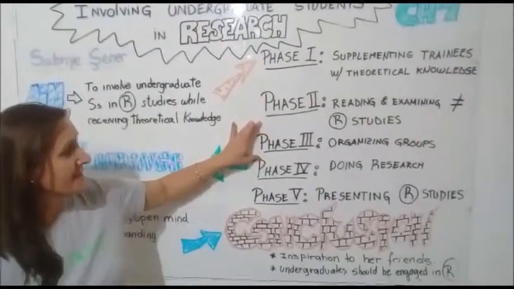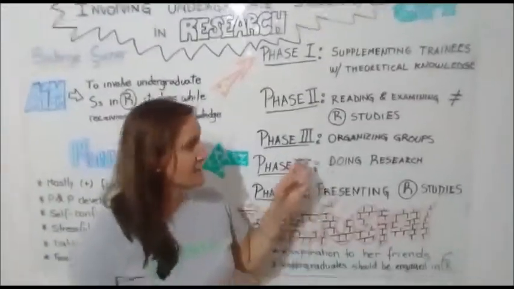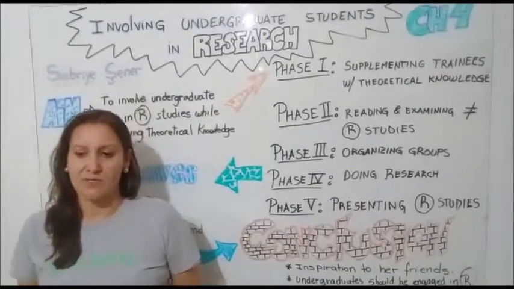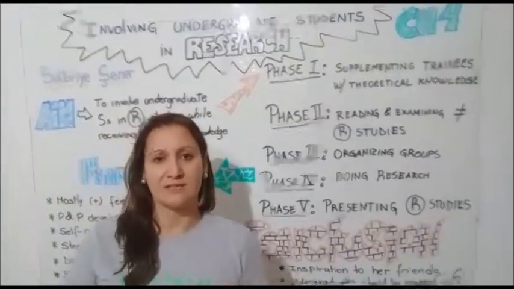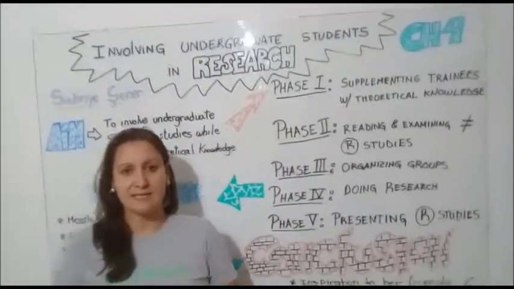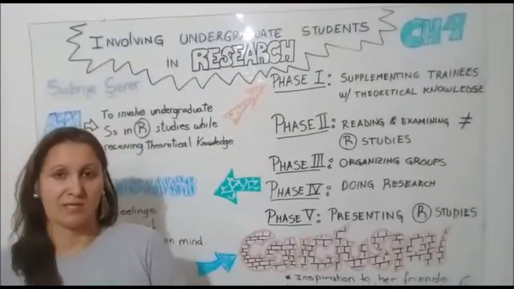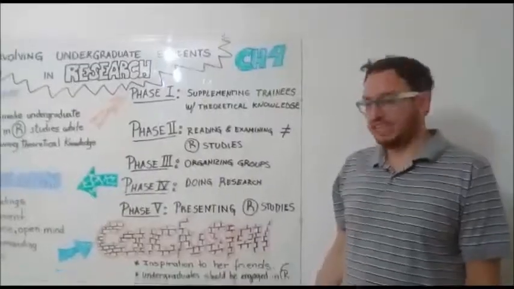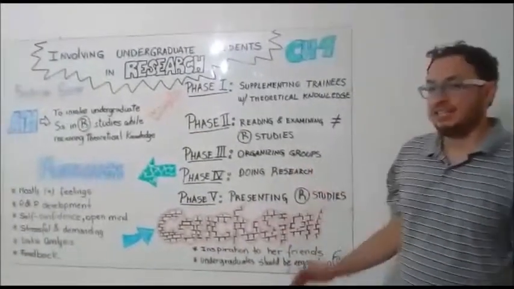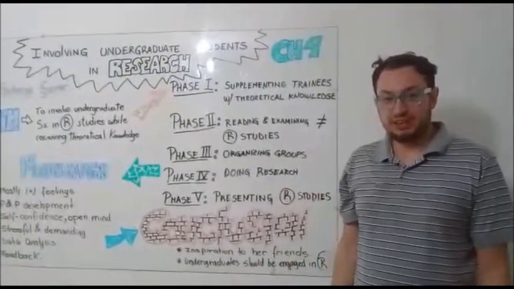The third phase was the time to form the groups, which consisted of 5 or 6 people, and in this time they had to think of the topics they were going to explore. In phase 4, the trainees had to do their own research.